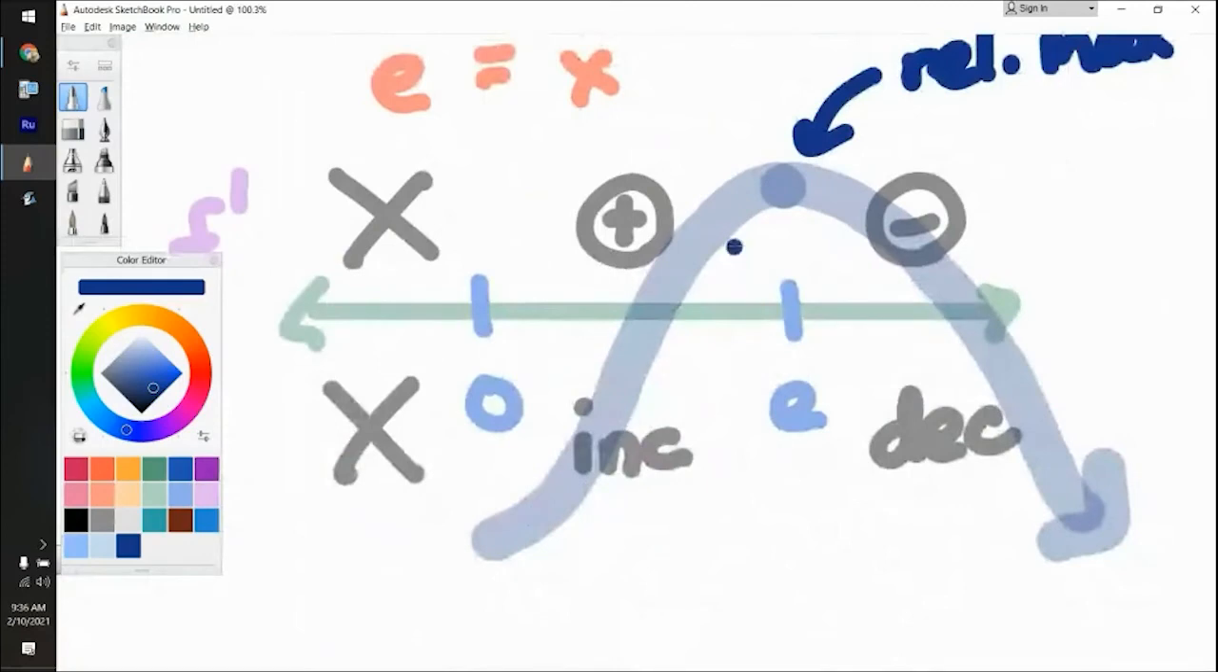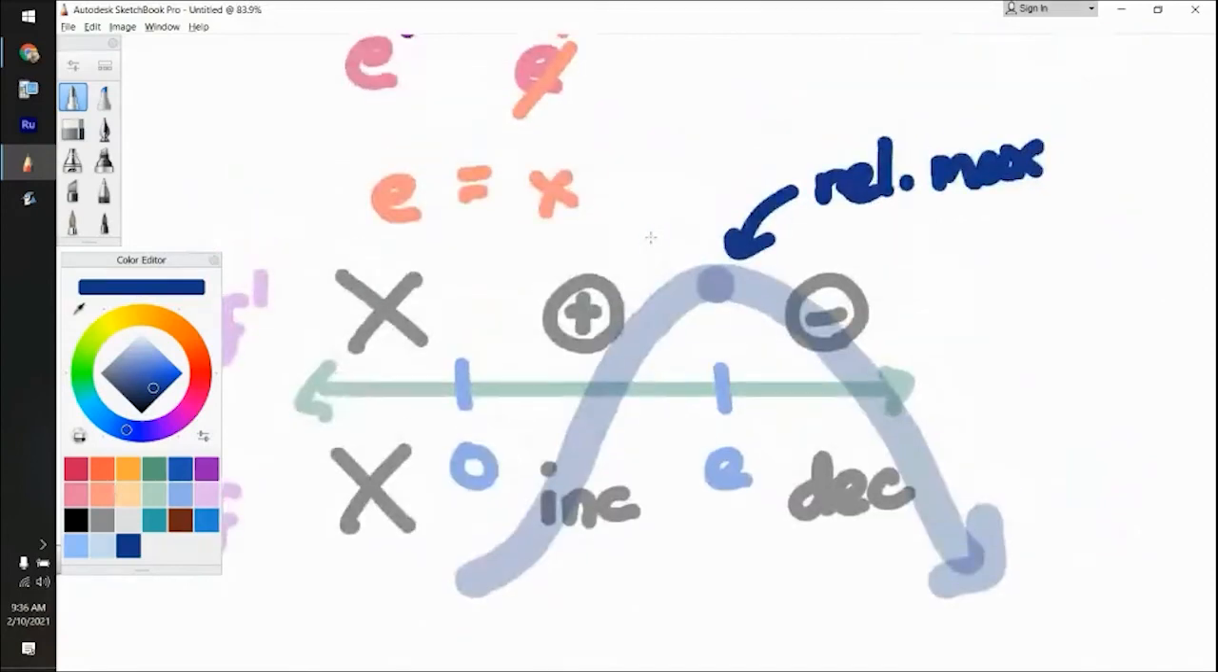If it's only increasing over here, it's never increasing anywhere else. That's the biggest it could be, so that is also the absolute max. So it's an absolute and relative max. Now, is there a relative min anywhere? Is there a valley anywhere? We have a hill, but is there a valley? No. So there is no relative min.